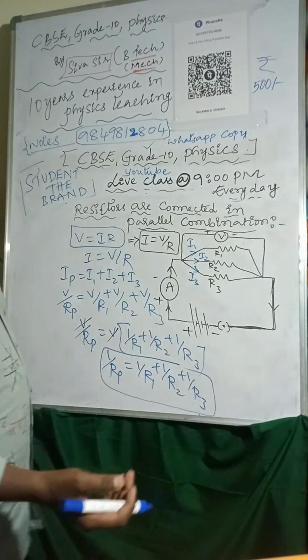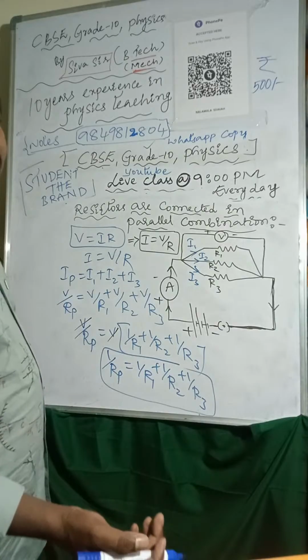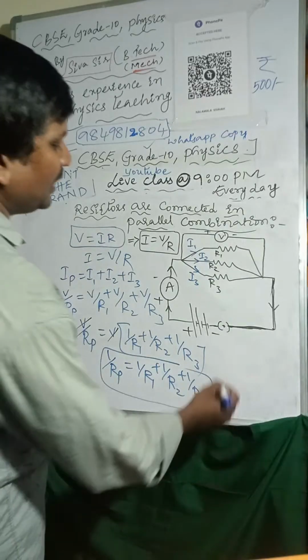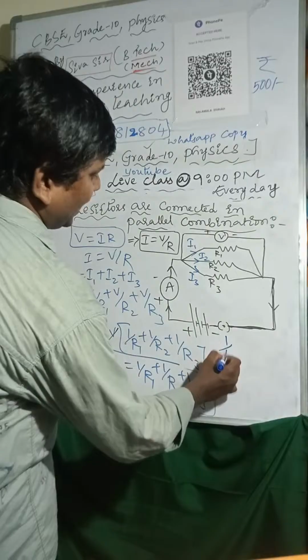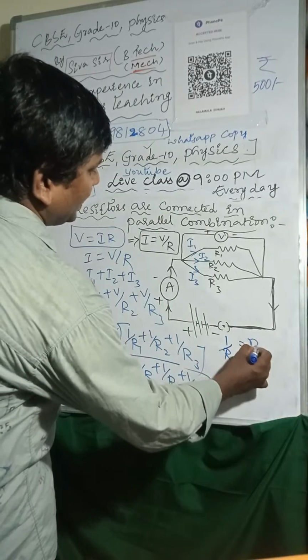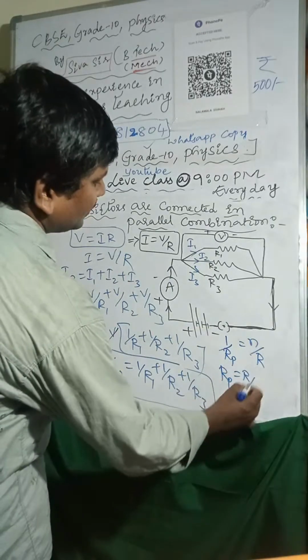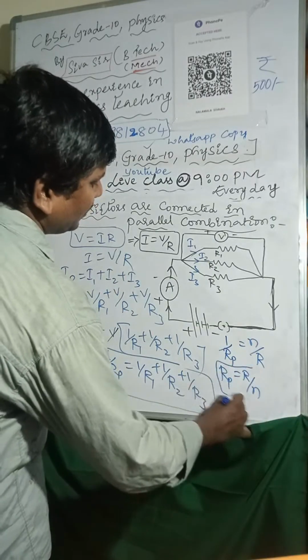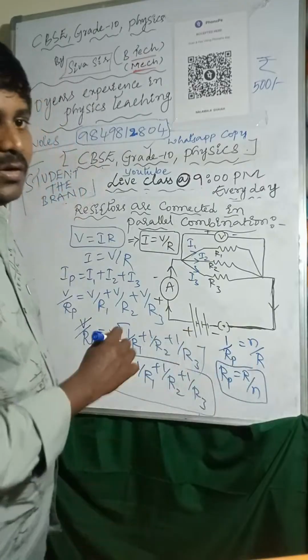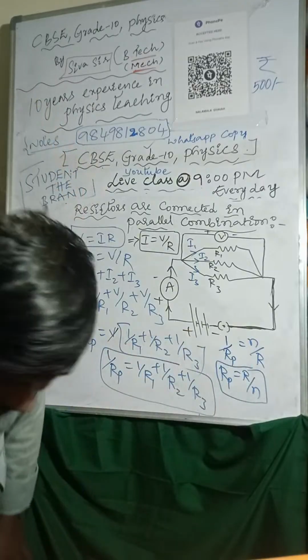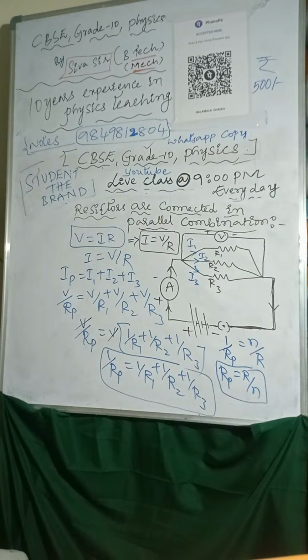Now if n number of resistors are connected in parallel combination, then the formula is 1 by Rp equal to n by R. So then Rp equal to R by n. This is the formula. Just note down the chapter, whatever I explained till now, note down once.